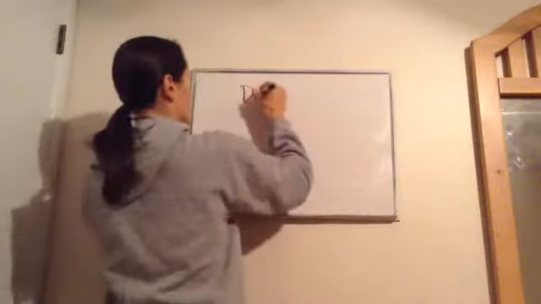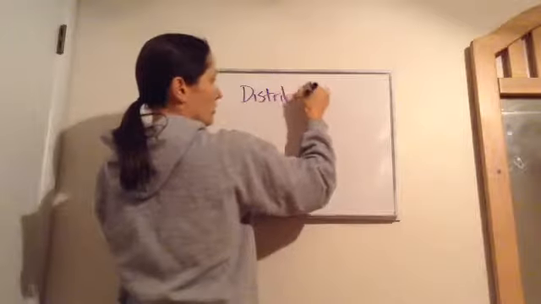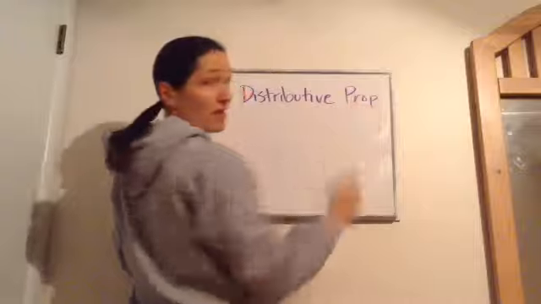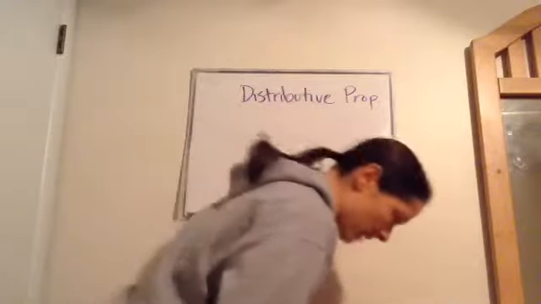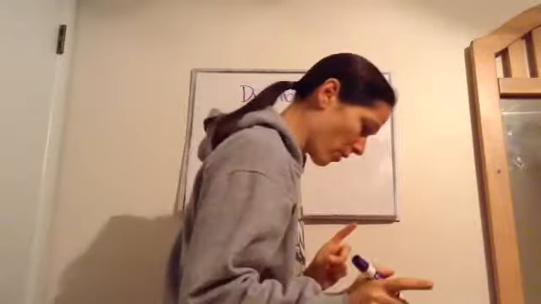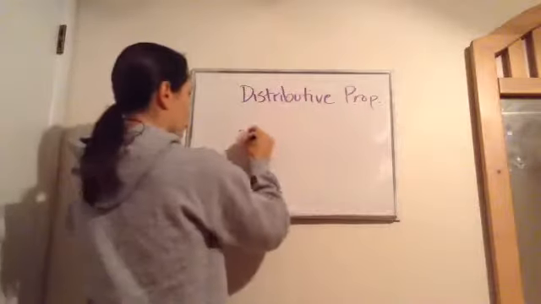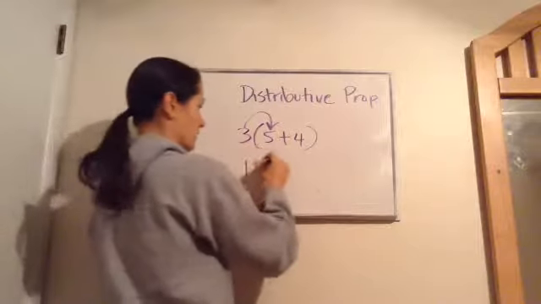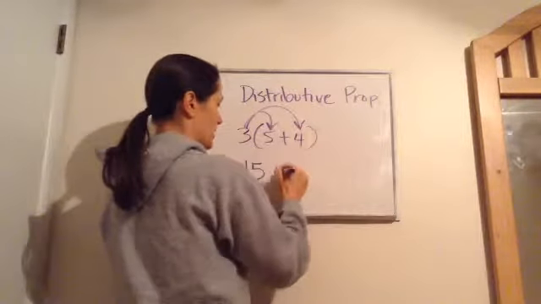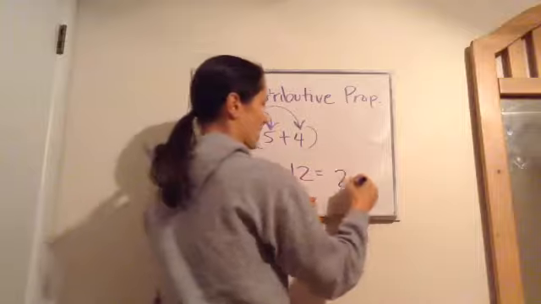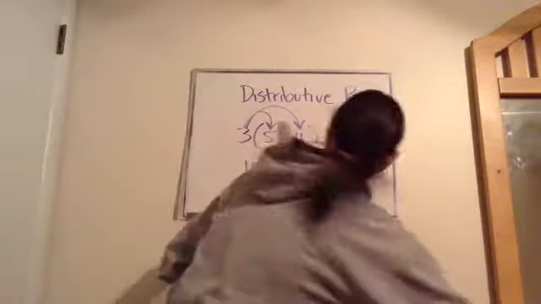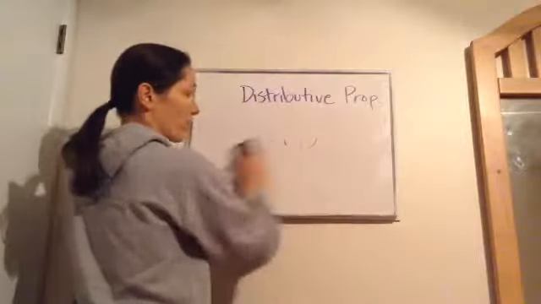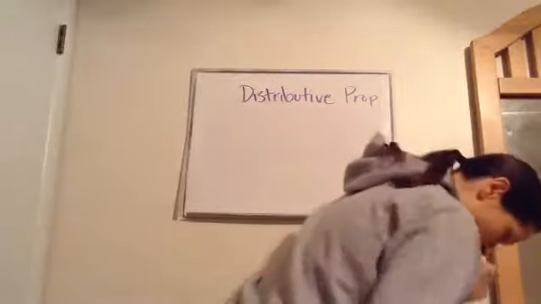Alright, now, this one's going to get a little bit harder, so stay with me. We're going to do the distributive property using some of the methods we just did. Alright, it says use the distributive property to expand. Now, the distributive property is this. 3 times 5 is 15. 3 times 4 is 12. Adding those together is 27. Okay, that is the distributive property in simplest terms. Let's do distributive property in more harder terms.